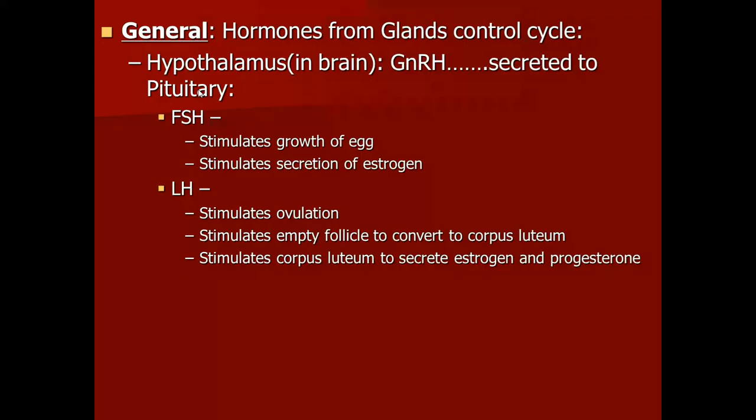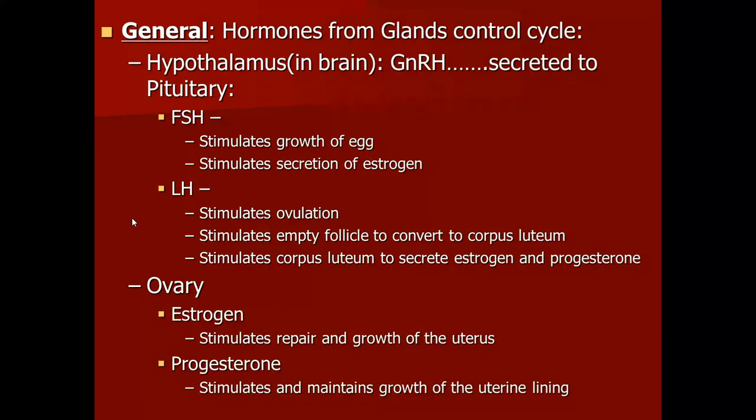The main function of FSH is growth of the egg, and LH stimulates ovulation. You have a couple of secondary functions here, which we'll go over on the next panel. The ovarian hormones: estrogen stimulates the growth and repair of the uterus and stimulates and maintains the uterine lining. However, they all play into each other and work with high and low levels, so you'll see secondary functions on the next page.